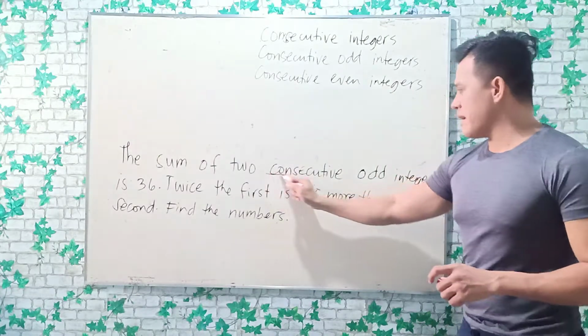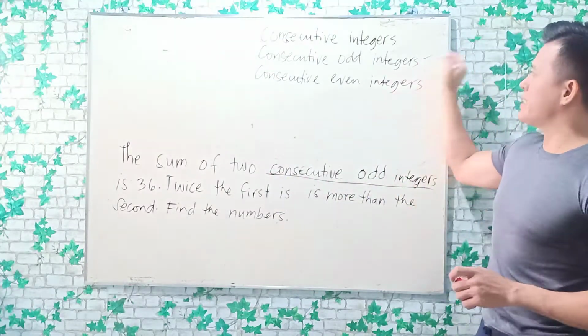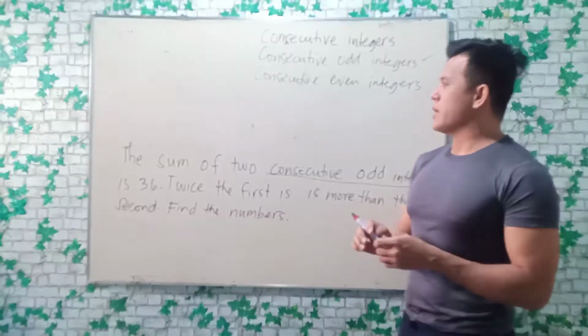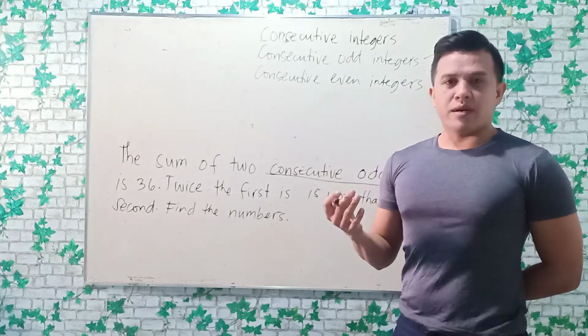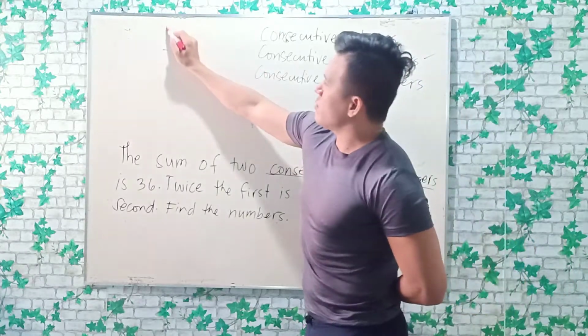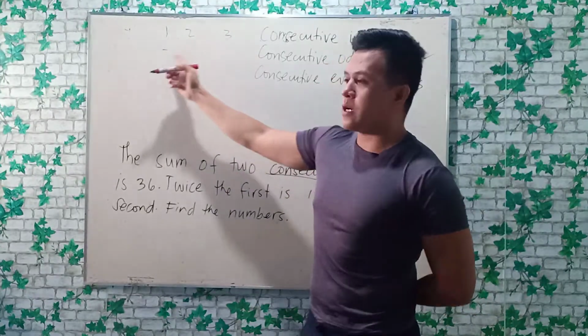As you can see here, we have consecutive odd integers. So we will be dealing with this type of keyword. When I say consecutive, they follow in an order. So shall we say this is 1, 2, and 3. They're consecutive numbers.